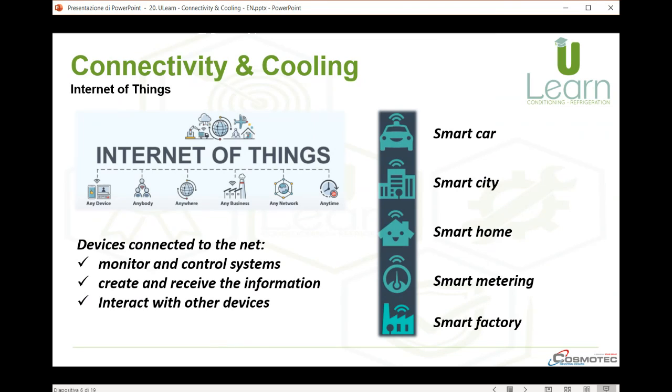IoT are devices connected to the net that monitor and control systems. They create and receive information and interact with other devices. We can find them anywhere, and they concern every environment, people, and business, for information and interaction at every moment, more and more in the future. We more and more often talk about a smart car, smart home, or smart factory.